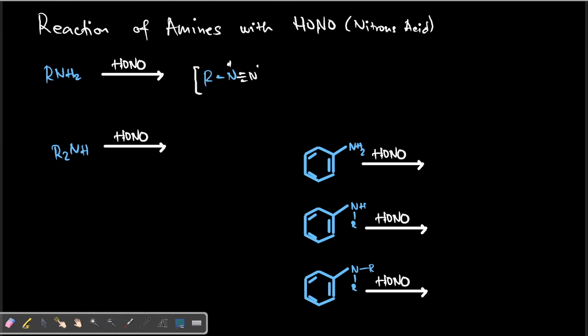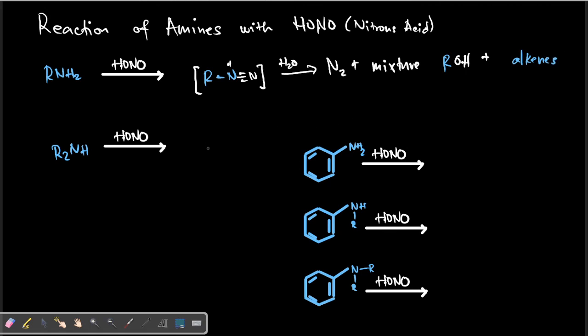So dahil dyan, we can actually let this proceed with another reaction na kapag nag-add tayo ng water, what will happen here is we will have this mixture of products. We will have nitrogen gas, plus a mixture of some ROH, and also we will also have some alkenes na galing din sa R group. Okay?